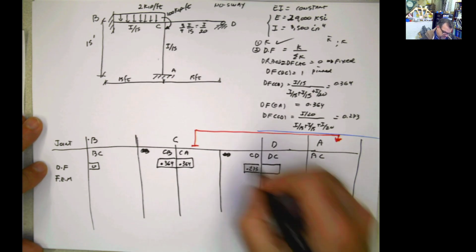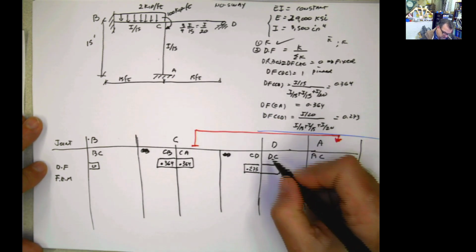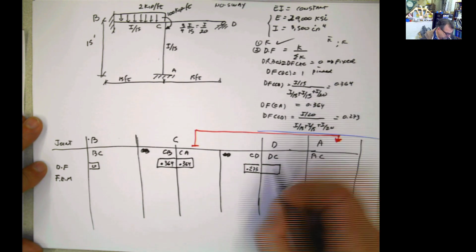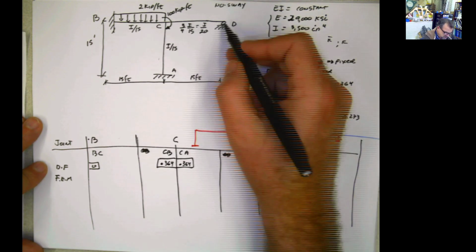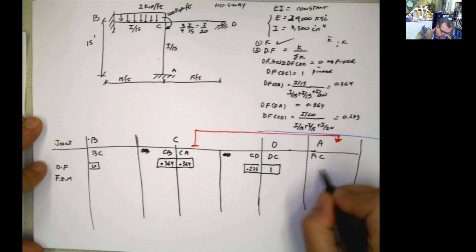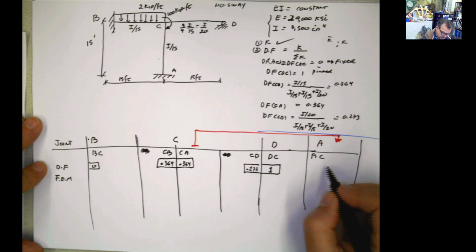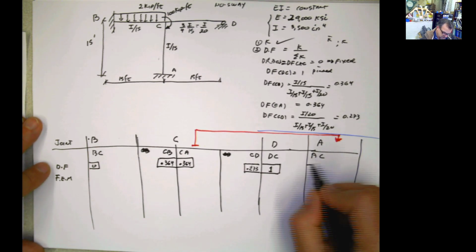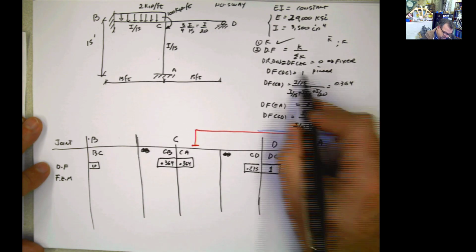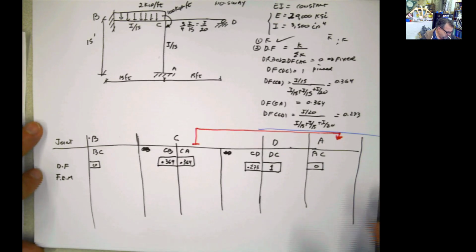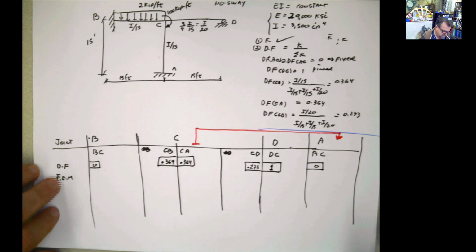Now this DC, where is DC? DC is the pinned one, right? So this is 1, and this is the stray one, the prodigal son that went somewhere else and came back. So AC here should be 0 because it's the other fixed support. And now we have the distribution factors, and the fixed end moments, I'm sorry.